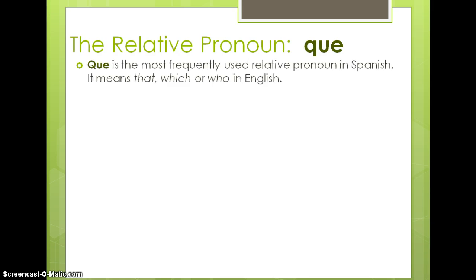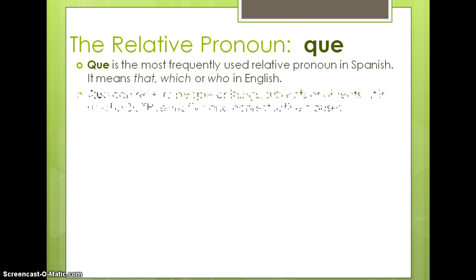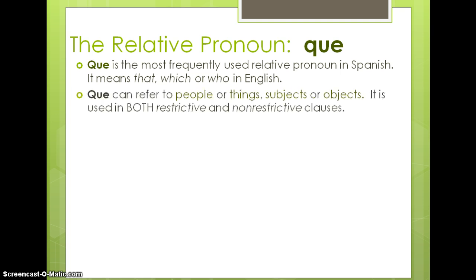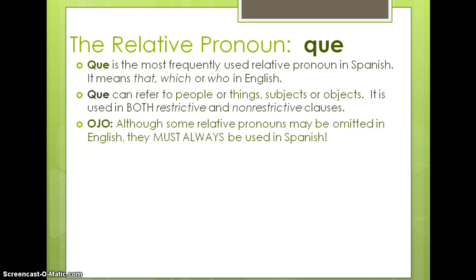We're going to start with the relative pronoun que. Que is the most frequently used relative pronoun in Spanish. It can mean in English that, which, or who, depending upon context. Que can refer to people or things, subjects or objects, and it can be used in both restrictive and non-restrictive clauses. Restrictive clauses do not carry a comma when they combine the two sentences or clauses, whereas non-restrictive clauses do require a written comma. Note that in English we can sometimes omit that relative pronoun when we're speaking or writing, but they must always be used in Spanish, both written and spoken.